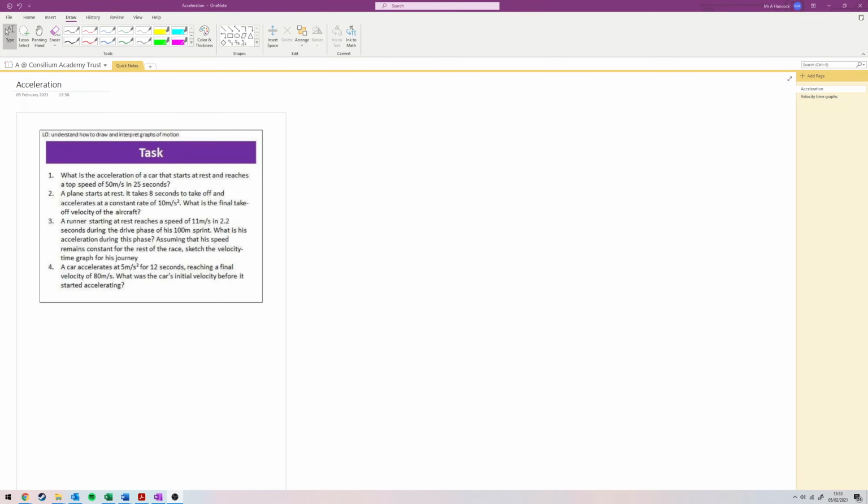Hello Year 11. Today we're doing acceleration and velocity time graphs. Now the best way to teach this really is for me to give you the equation and just a little bit of information and then let you try a few.